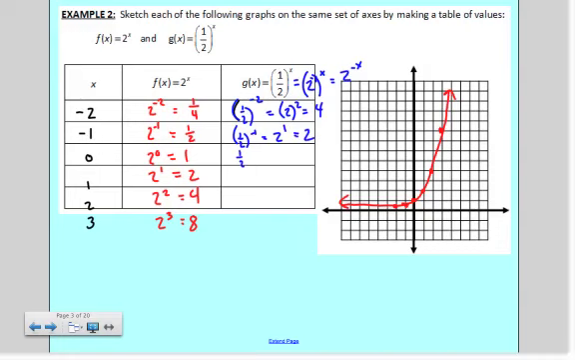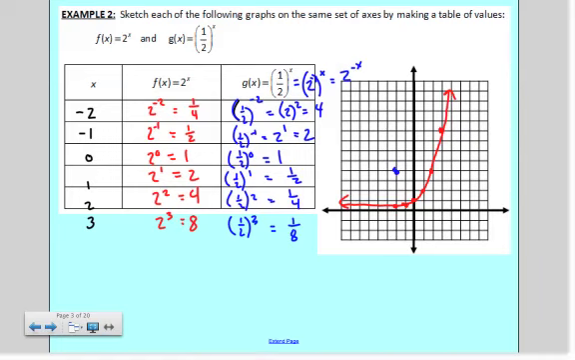And then 1/2 to the 0, we really don't have to do anything to that. We can just say that's 1. Then 1/2 to the first, that's easy too. That's 1/2. Then 1/2 squared is 1/4, and 1/2 cubed is 1/8. You should know that. So if we graph this at x equals -2, we've got 1, 2, 3, 4, right there.